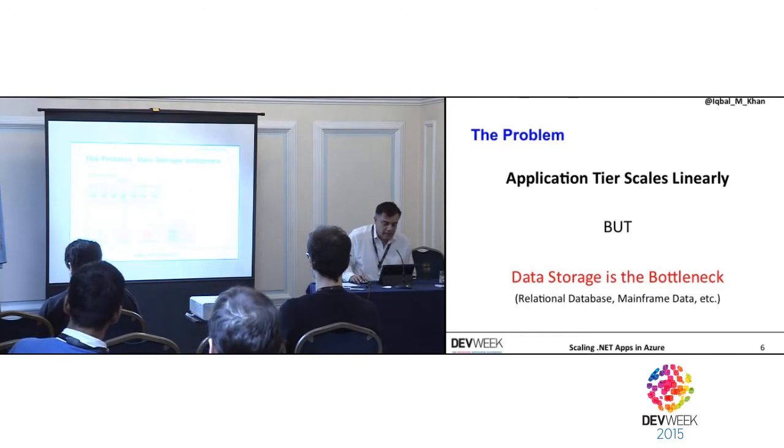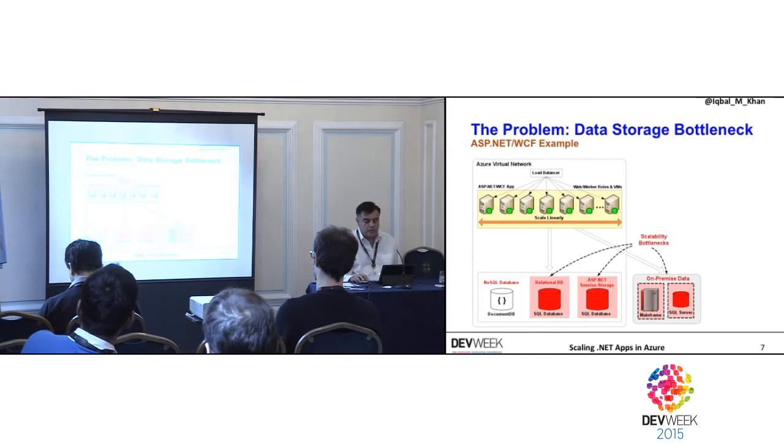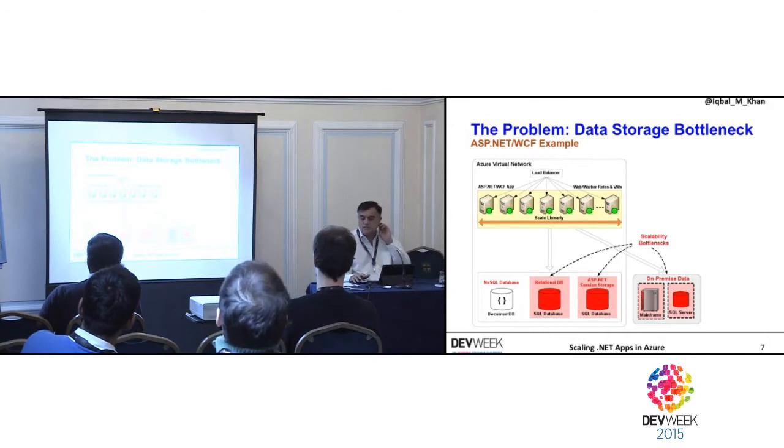Here's another way to look at this picture. Let's say you were in Microsoft Azure, you would have a virtual network, and let's say you have an ASP.NET application or WCF application running. You have some sort of a load balancer here, and as we said, you can add more servers here, but these are the different types of data storage that will become the bottleneck. One is your relational database, which could be SQL or Oracle. It doesn't matter which database you have. If it's a relational database, it's going to have problems.